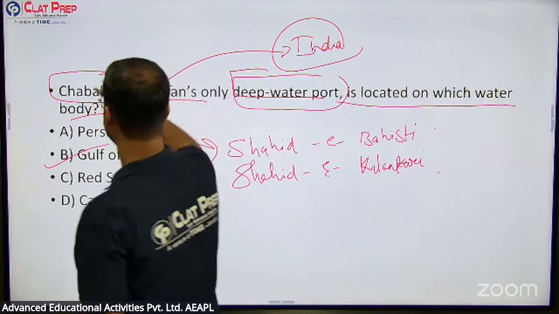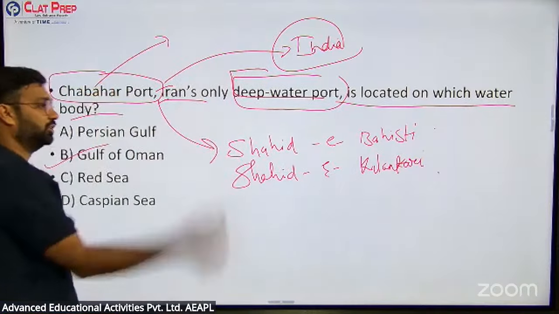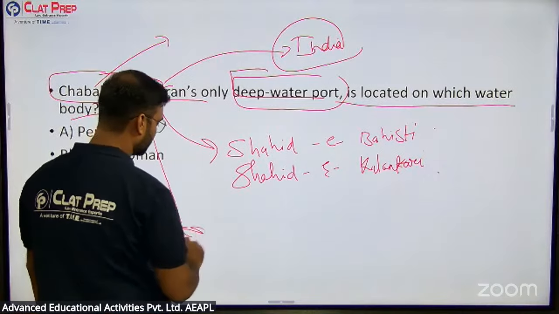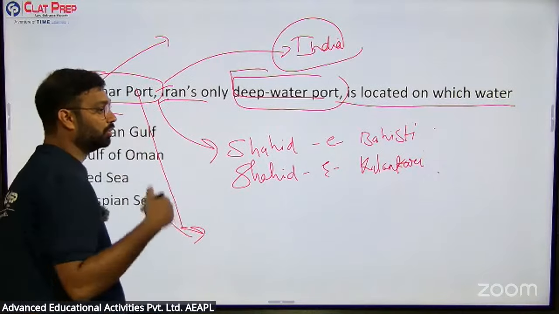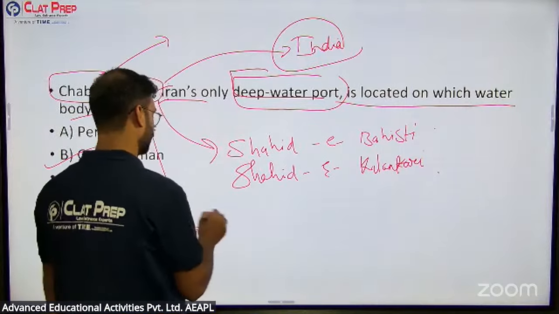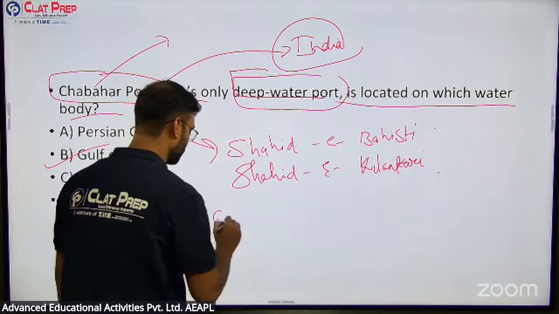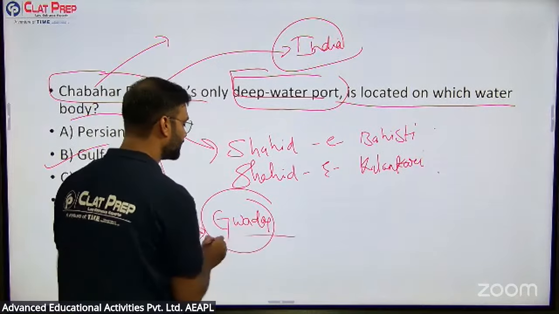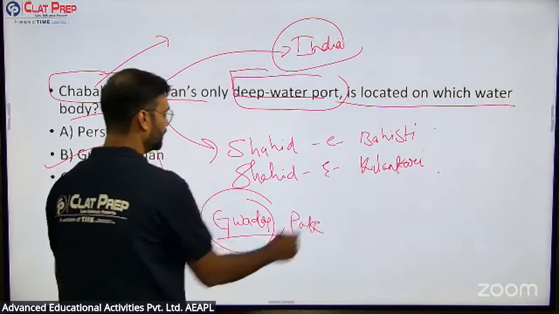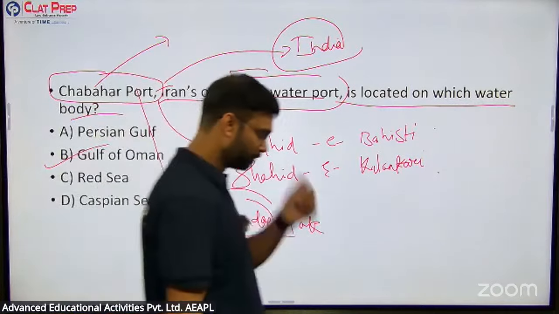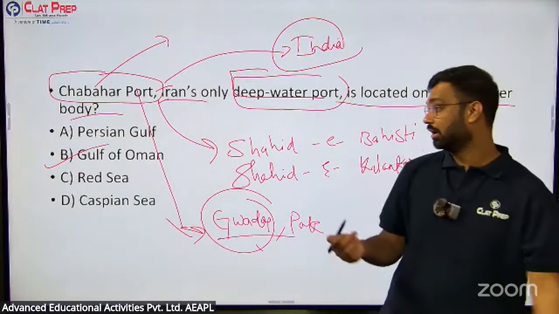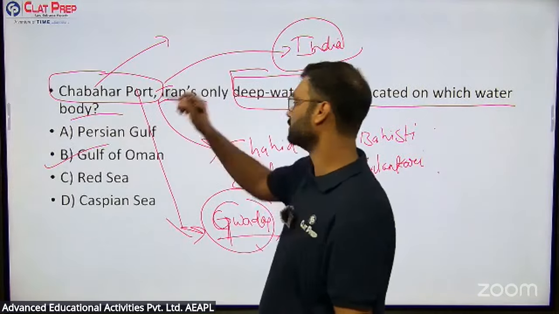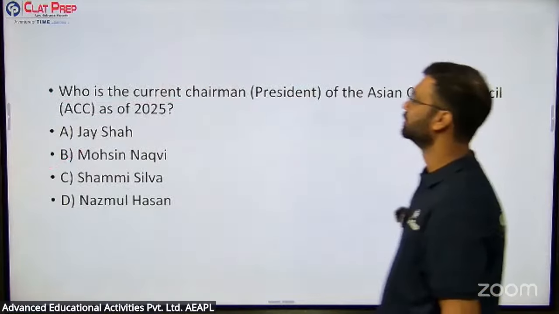Now, as you all know, there was a question in CLAT regarding the geopolitical significance of Chabahar Port. This port helps us to counter China's control of Gwadar Port in Pakistan. Gwadar Port is situated in Pakistan, and right next to it is Chabahar. Gwadar Port is under the control of China, and to counter the influence of China in that region, we have gained the control of Chabahar Port. So India is now operating the Chabahar Port.